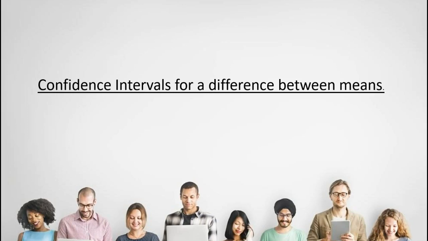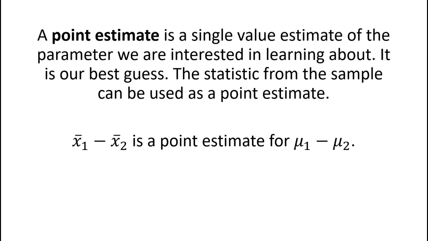Confidence intervals for a difference in means. Recall our goal is to learn how to translate the information contained in a single sample to learn about the parameter. The most simplistic way to do this is to use a point estimate. A point estimate is a single value estimate of the parameter we are interested in learning about. It is our best guess. The statistic from the sample can be used as a point estimate.